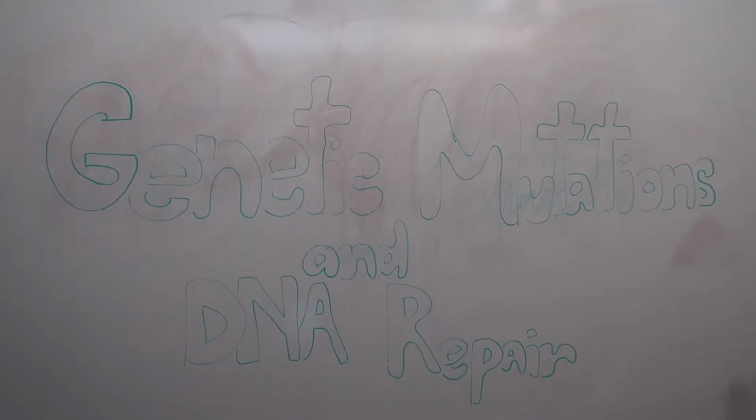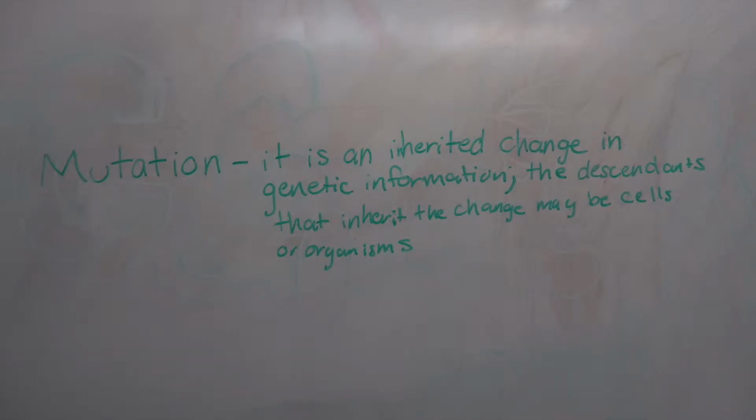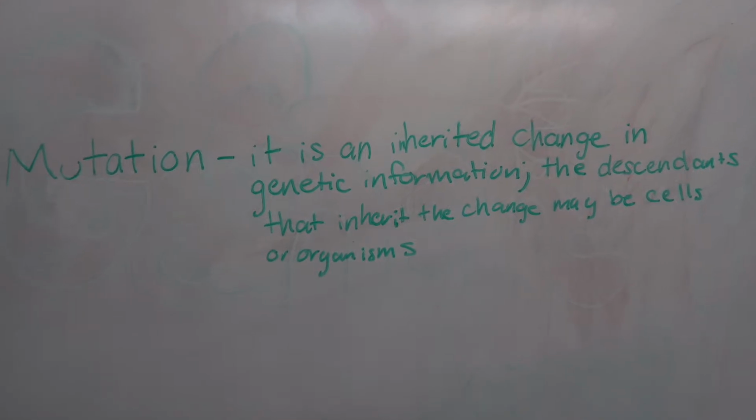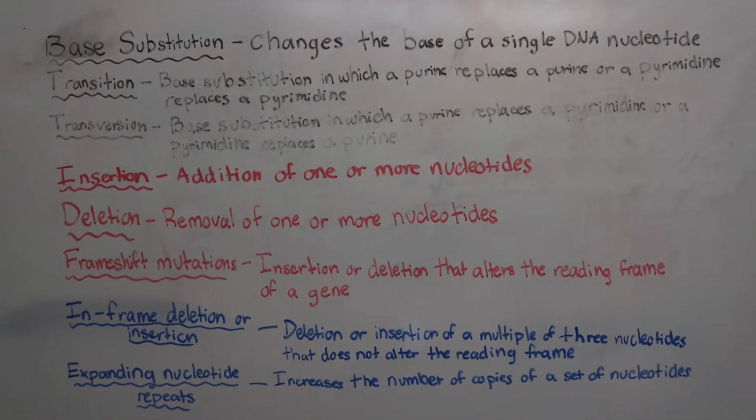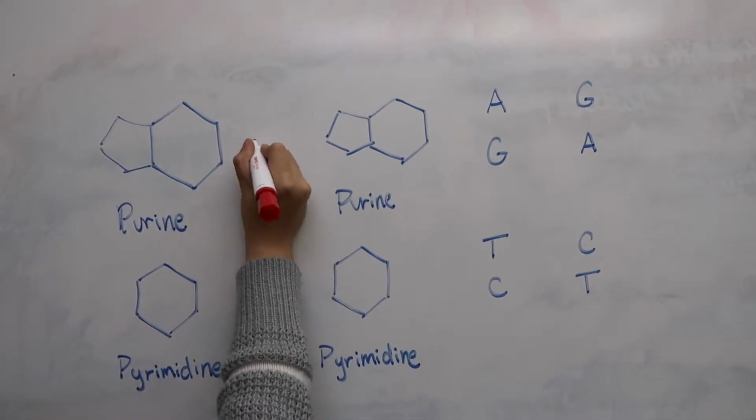Genetic mutations and DNA repair. Mutations are one of the reasons for genetic variation in organisms. They can be inherited and there are many types. As listed here, these are examples of some mutations. Let's start off with some examples.